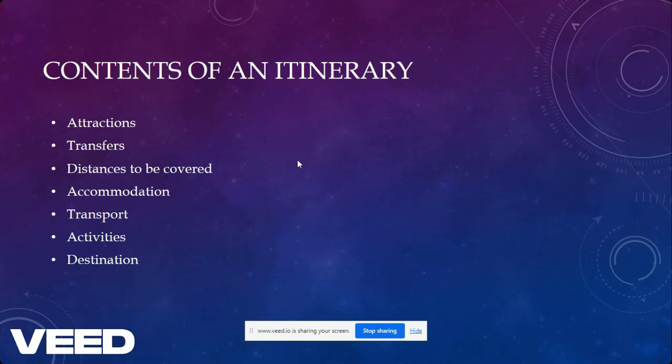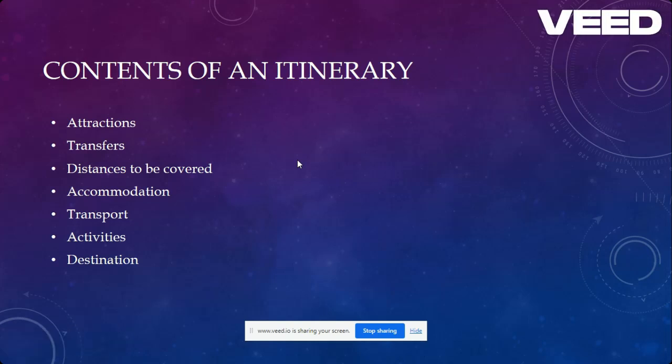We also look at distances to be covered from one destination to another. It's important to really bring it out so that we see if it is making sense and also if it goes in line with the transport means chosen for the particular journey. We also look at accommodation, an important content of the itinerary because they have to rest at the end of the day from the journey. They'll be tired. So, what accommodation are there? And we really name the accommodation places that they sleep in.